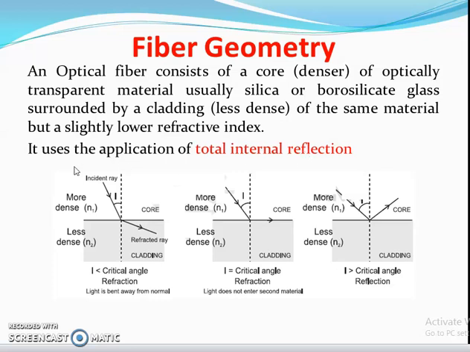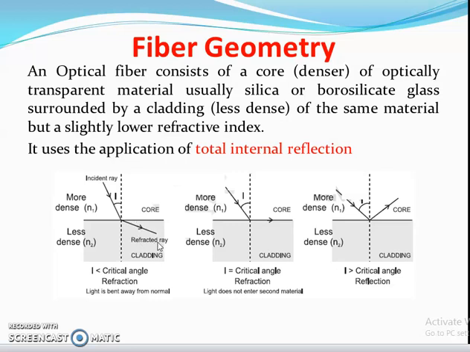Now what happens? Suppose this is our core, more dense. This is cladding, which is less dense. Now when an incident ray falls, and this is the normal, and when the light travels from the more dense to the less dense media, then it is refracted away from the normal. So here the angle of incidence is less than the critical angle, so refraction takes place. So what is the critical angle? The critical angle is the angle at which the light stops refraction but starts reflection.